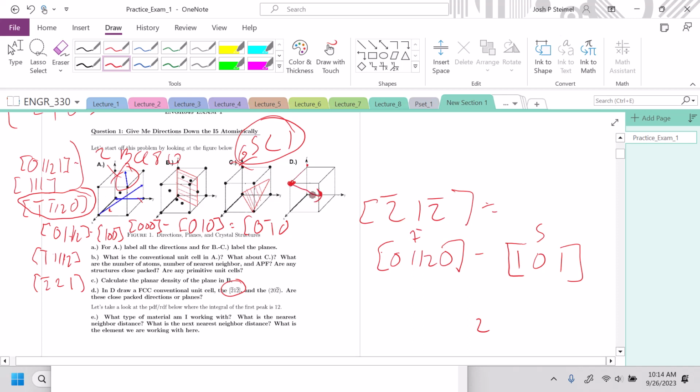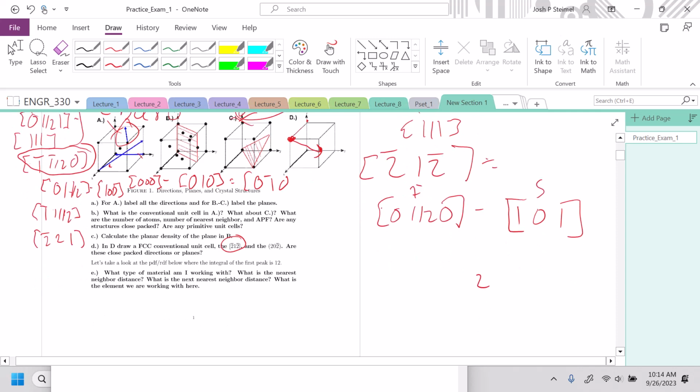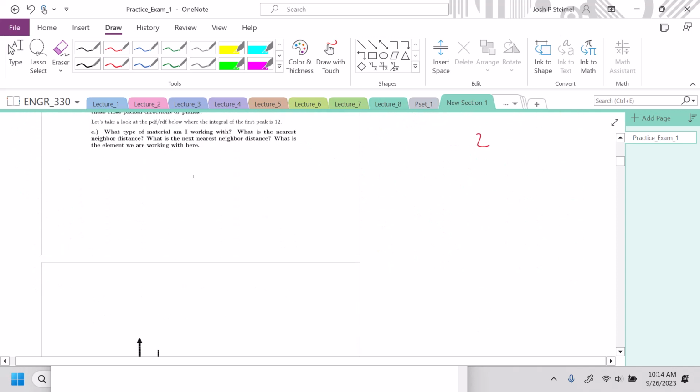There we go. Excellent. Are these directions close packed or planes? No, they're neither. And we should know for FCC, the close packed directions are going to be what? My close packed directions are 1 1 0. My close packed planes are 1 1 1. There are no close packed planes for those other values. All right, let's look at the PDF.